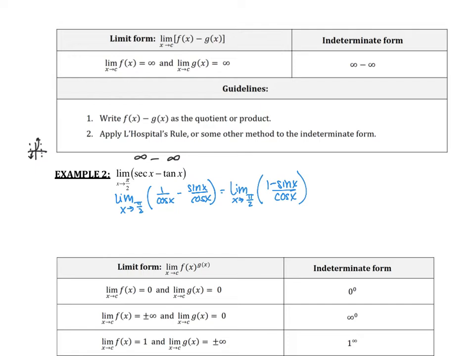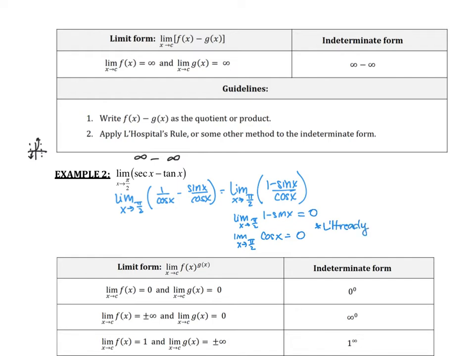Okay, so now let's evaluate the numerator and the denominator to see if this is L'Hopital ready. The limit as x approaches pi over 2 of 1 minus sine of x: when I substitute pi over 2 into sine of x, the sine of pi over 2 is 1, so 1 minus 1 is 0. And the limit as x approaches pi over 2 of cosine of x is 0. So I am now L'Hopital ready.